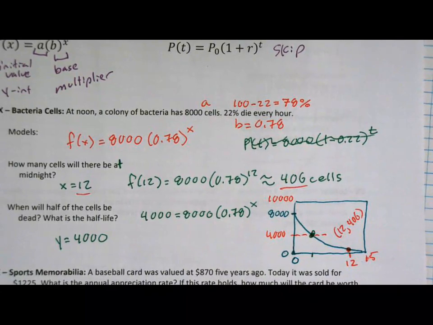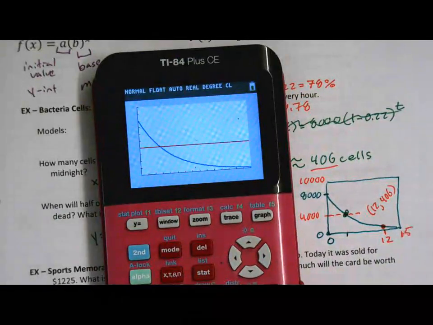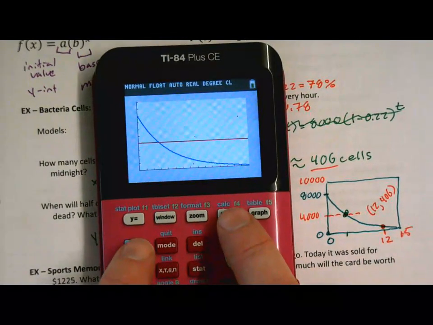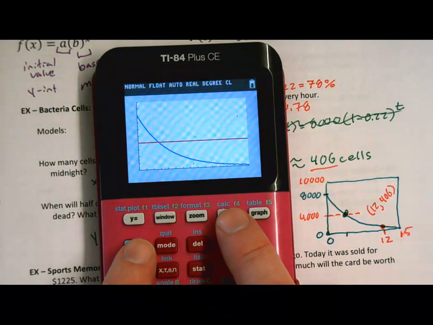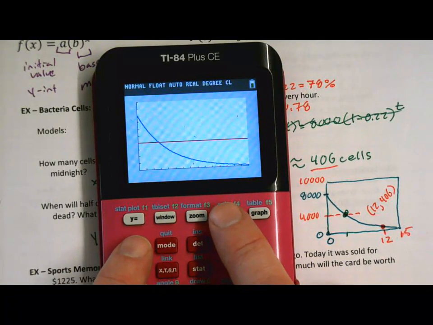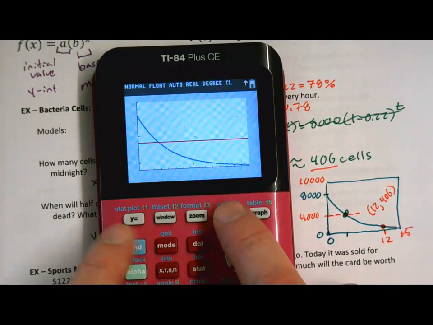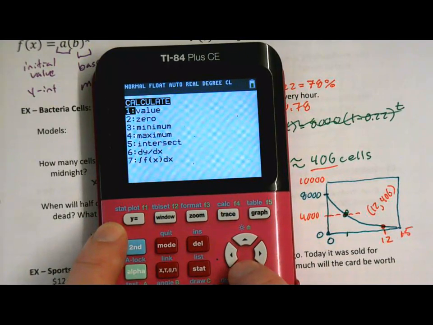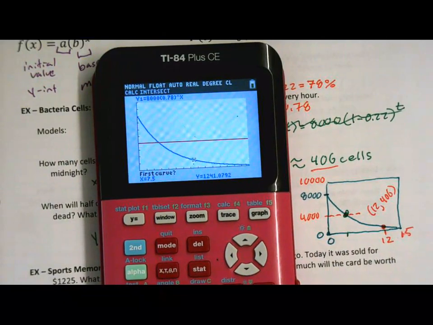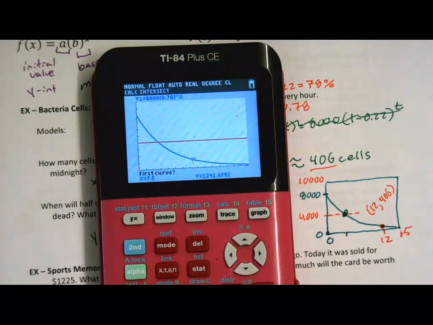We could check the table. Actually, your graph can find intersections. Yeah. So that's under the calculate menu. Could I get you guys, does anybody need a moment? Because I'm going to show you, I don't think we've done the intersect before. Maybe we have. Second calc, and then option 5 is intersect. It's going to ask you for 3 things, first curve, second curve, and a guess.